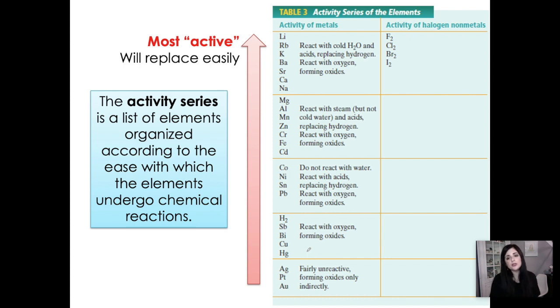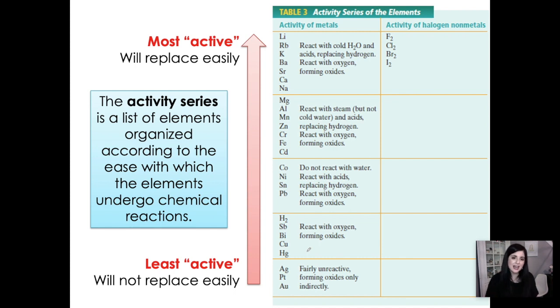As opposed to the elements on the bottom, these are the least active. These elements like to be by themselves. For example, you have silver, platinum, and gold. That's why they are precious metals, because they don't tarnish, they don't react over time. They like to be by themselves. So those elements are not going to replace other elements very easily to form compounds. These elements towards the top like to be in compounds, whereas these at the bottom do not.